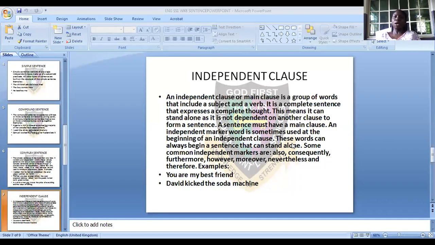These words include also, consequently, furthermore, however, moreover, nevertheless, therefore, and so on. Now we use these words to begin independent clauses. It is not in all situations, like I have said earlier, that we use them to introduce independent clauses, but we can also use them. When you see these words at the beginning of a group of words, you know that we are talking about an independent clause.